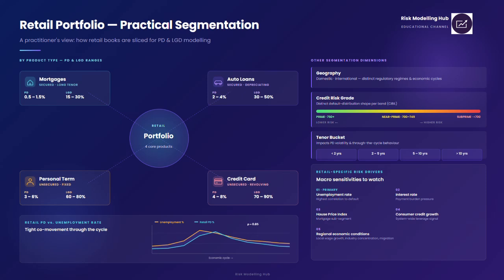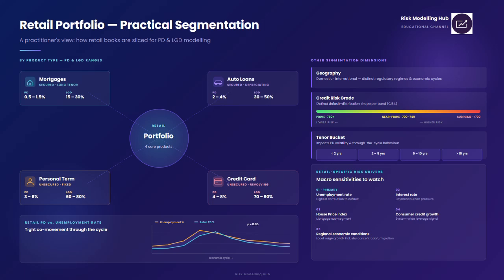Now let's understand the retail portfolio. It typically divides into four core products, each with distinct PD and LGD ranges that reflect their unique risk profiles. Now, let's understand the product breakdown. Mortgages, they are secured long-term loans with low PD of 0.5 to 1.5% and moderate LGD of 15 to 30% because residential property collateral holds value.